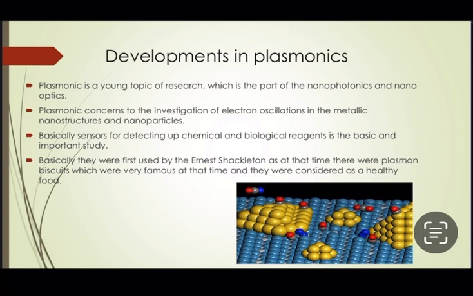Plasmonics is basically a very young topic of research, which is part of nanophotonics and nano-optics. Plasmonics concerns the investigation of electron oscillations in metal nanostructures and particles. Sensors for detecting chemical and biological agents are a basic and important area of study. The term plasmonic was first used from ancient Latin, at the time of the plasmon biscuit, which was very famous then and was considered healthy food.